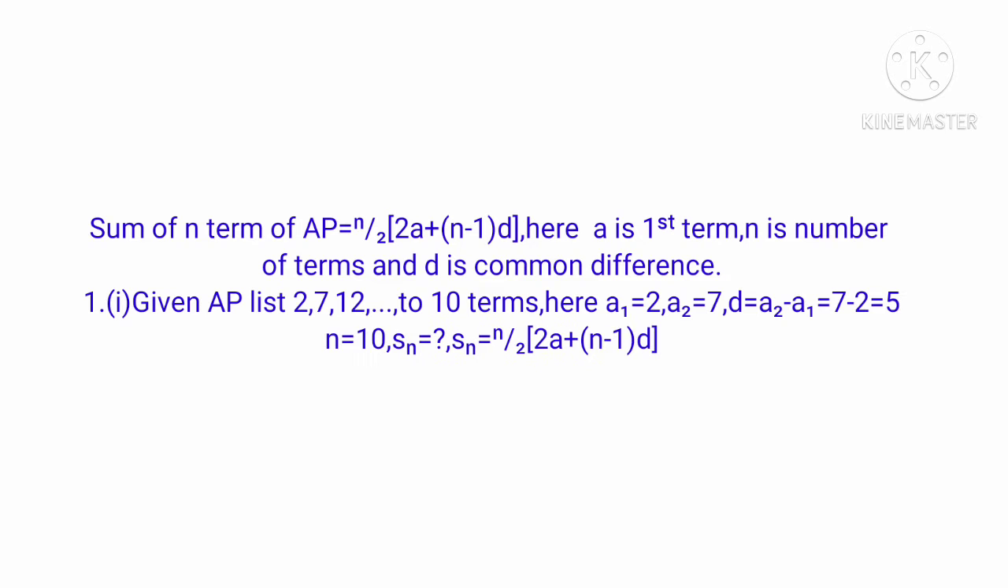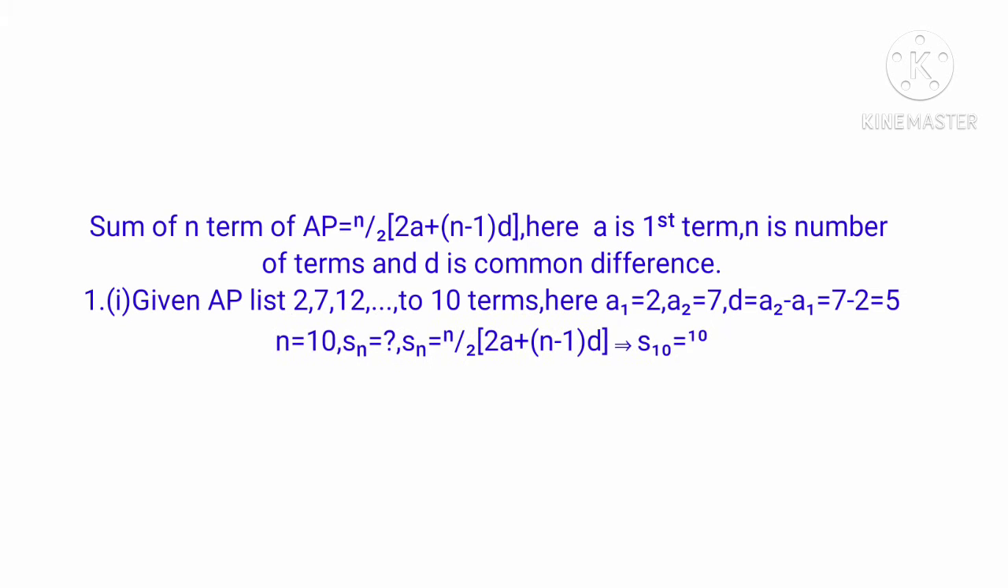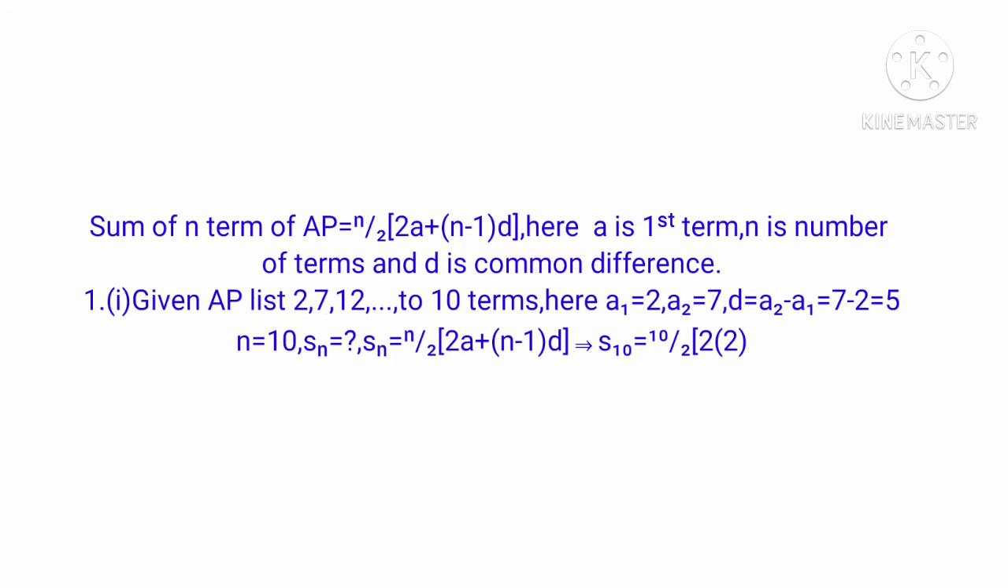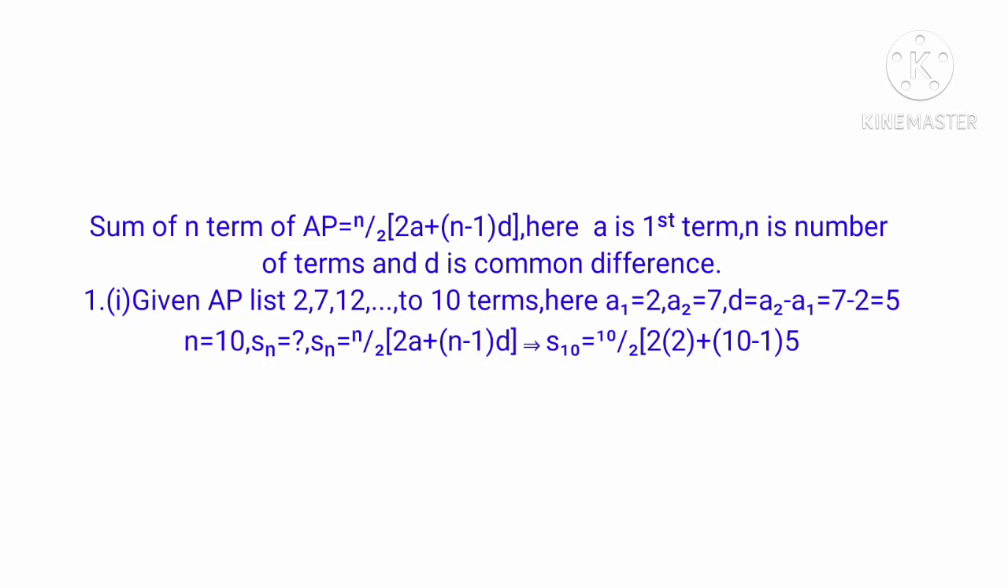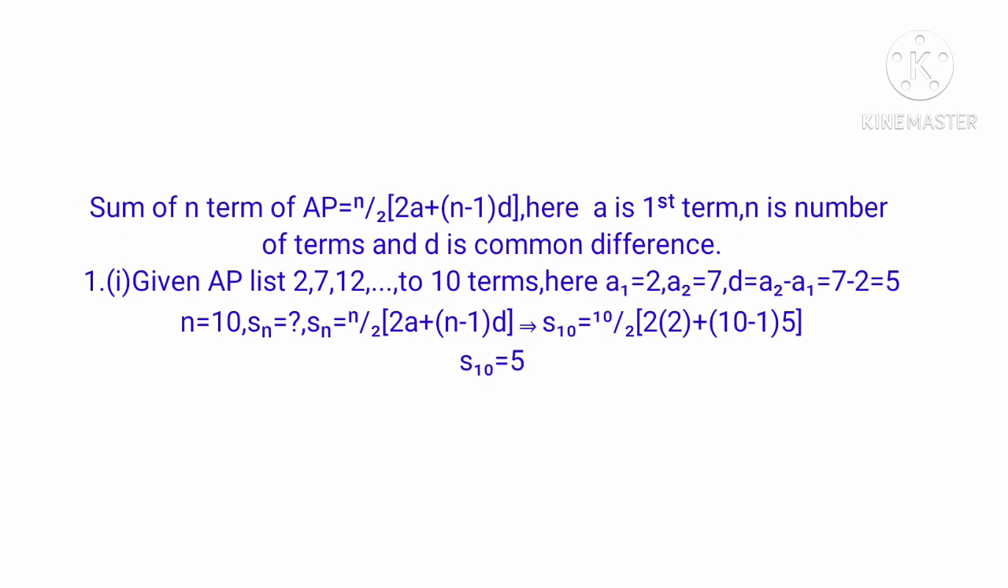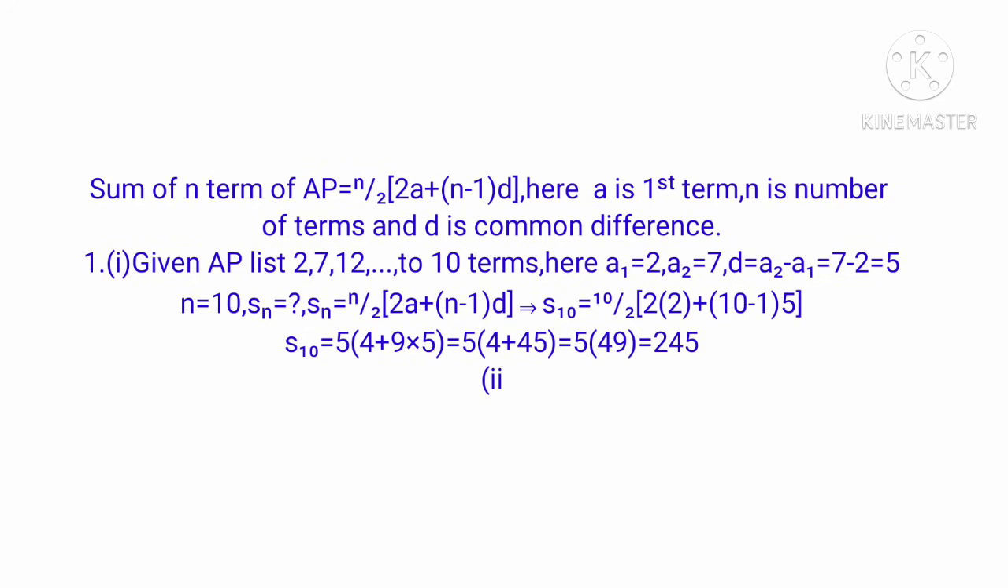Sn is equal to the formula n by 2 into (2a plus (n minus 1) into d). So S10, in the place of n you have to write 10. S10 is equal to 10 by 2 into (2 into 2 plus (10 minus 1) into 5). S10 is equal to 5 into (4 plus 9 into 5), is equal to 5 into (4 plus 45), is equal to 5 into 49, is equal to 245.